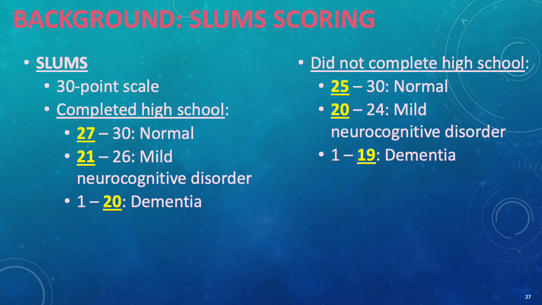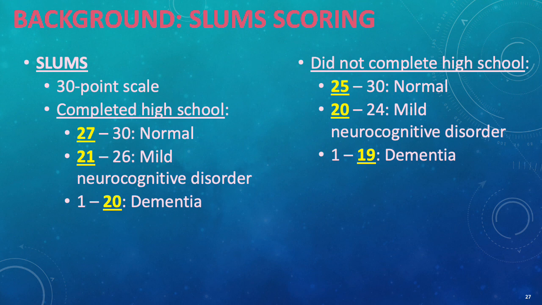Now we're going to discuss how to score the SLUMS test. And again, this test is too long for me to show you a whole lot of information. I just kind of want you to know how to score it. The score ranges are very much dependent on whether or not the person completed high school. There are completely different score ranges depending on high school completion. You'll notice that if someone did complete high school, then they should be getting at least a 27 to be considered to have normal cognitive function.